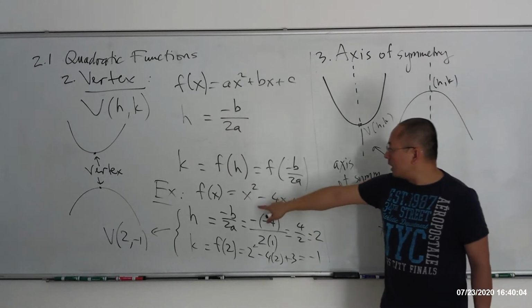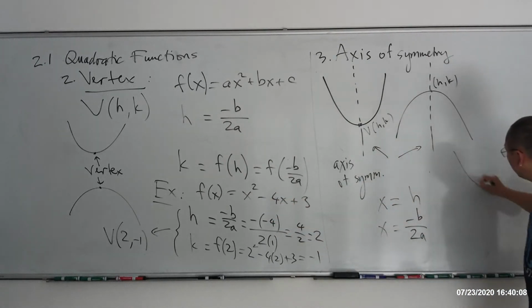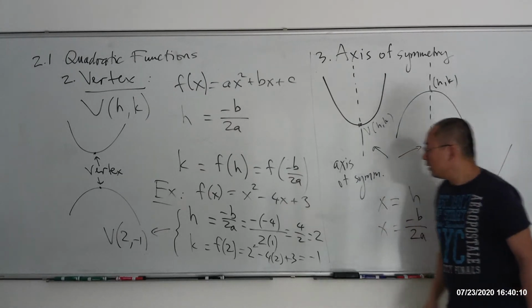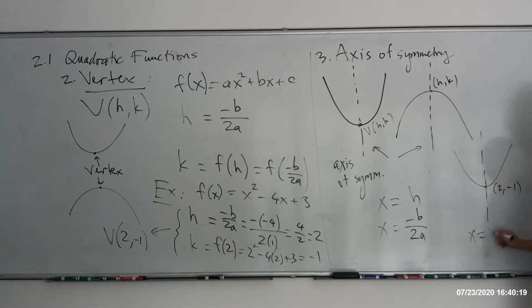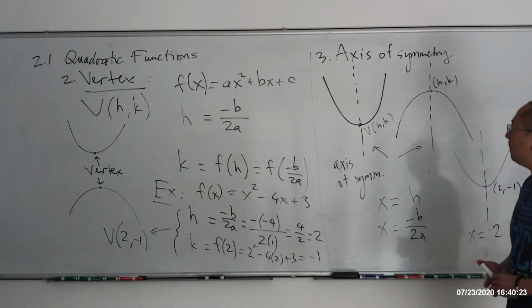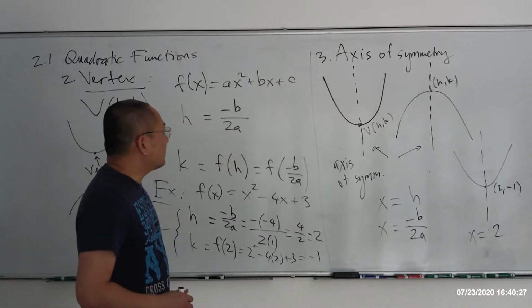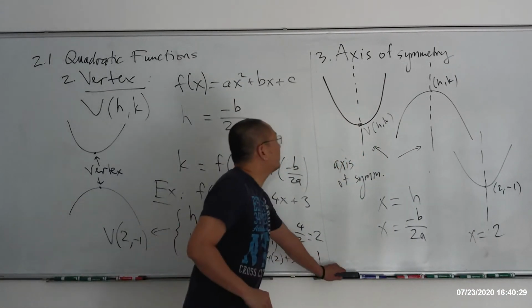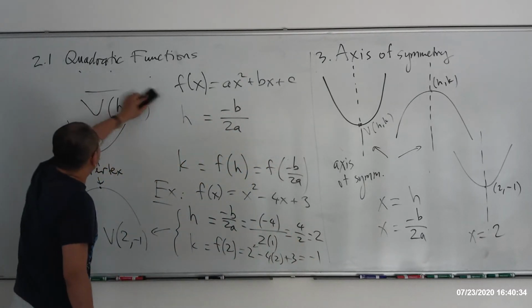So in this particular example right here, this is an open upward parabola. The vertex is at 2 comma negative 1. The equation of this vertical line is x equal to 2. Okay. This is the third property of parabola. Let me move on to the next property. Property number 4.